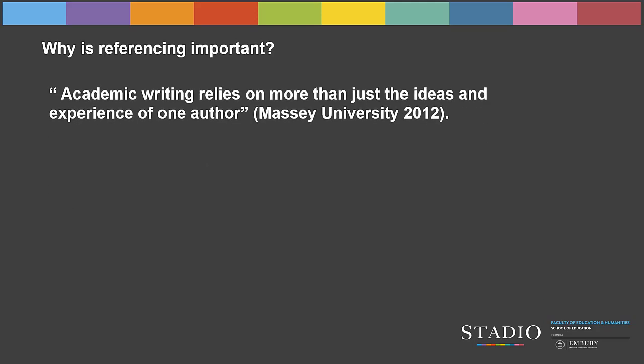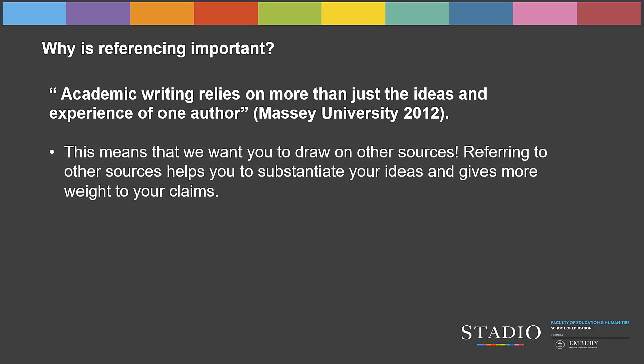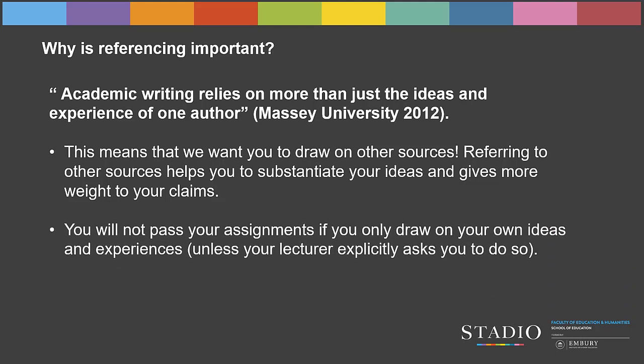Let's have a look at this quote. Academic writing relies on more than just the ideas and experience of one author. So what does this mean? Basically, it means that we want you to draw on other sources. In order to write an academic piece, you need to make sure that you back up your claims. And you can back up your claims by referring to other authors and other research that has been done by other academics or other scholars.